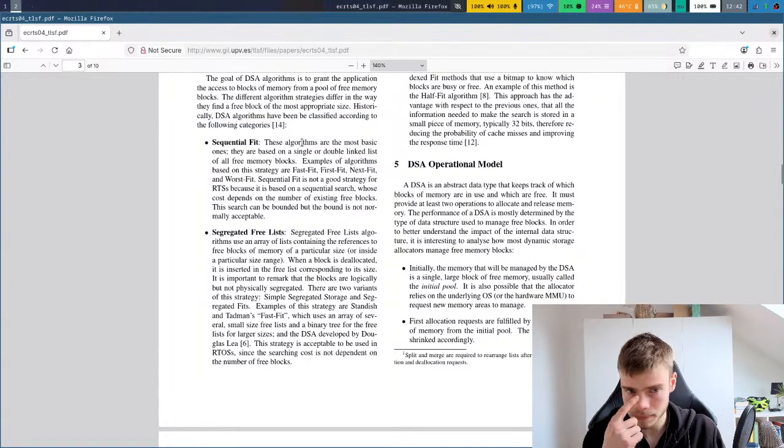Sequential fit. These algorithms are the most basic ones. They are based on a singly or doubly linked list of all free memory blocks. Examples of algorithms based on this strategy are first fit, next fit, and best fit. Sequential fit is not a good strategy for RTOSs, because for real-time systems, it is a sequential search whose cost depends on the number of existing blocks. The search can be bounded, but the bound is not normally accepted.